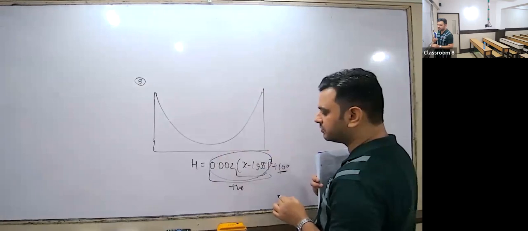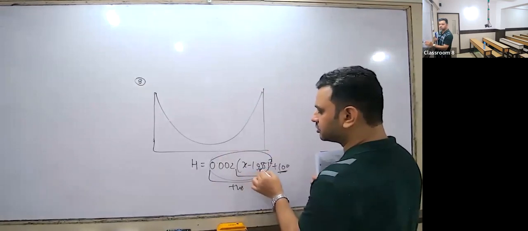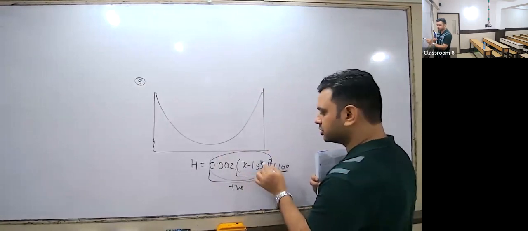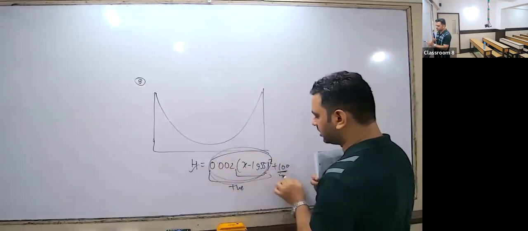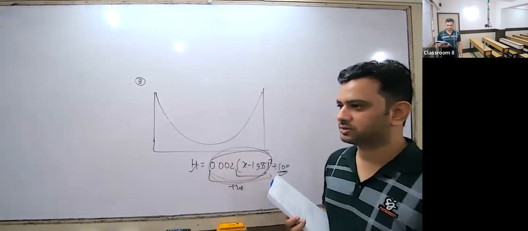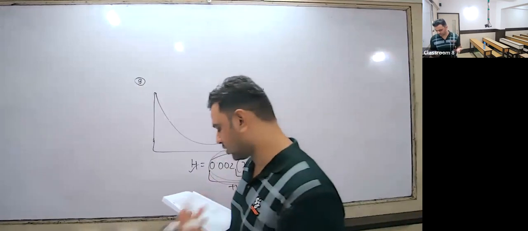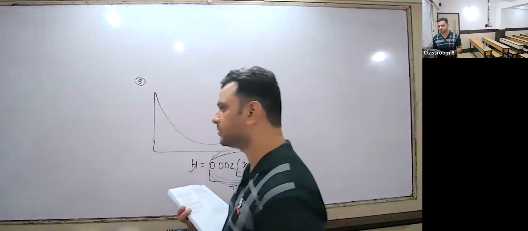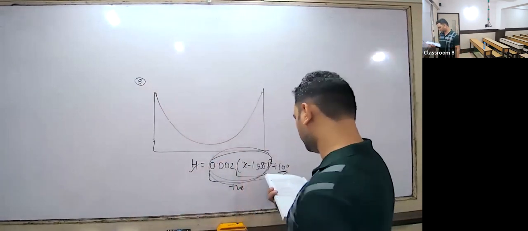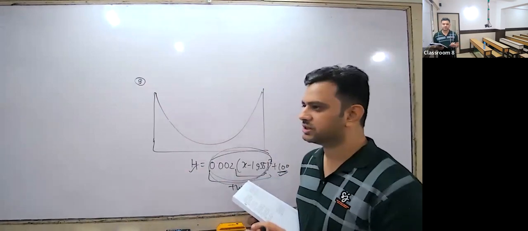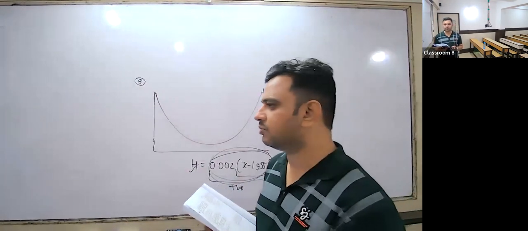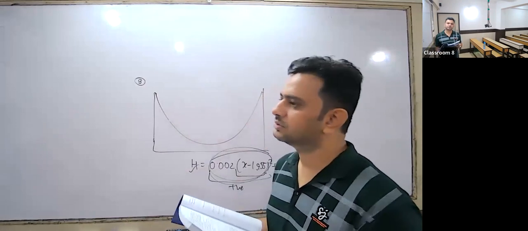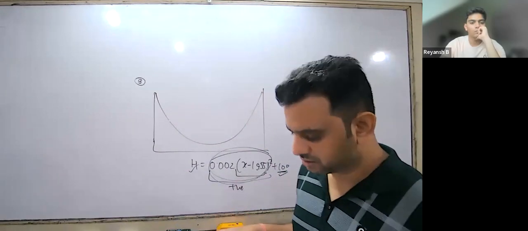So when will it become 0? When x equals 1955. Got it? So when it is 0, height will be 100, the lowest height. If they ask at what value of x it will be minimum, the answer will be 1955. So in this case, minimum value will be 100. Clear? Question number 10.